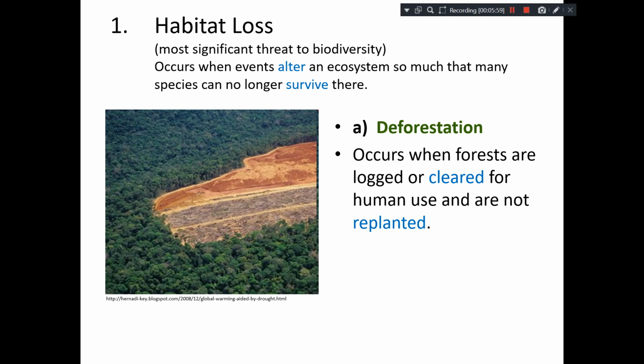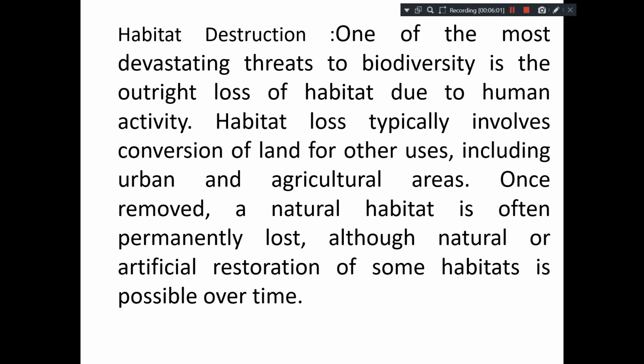Then it can be habitat destruction, even habitat loss in the end. But before that, there will be destruction, one of the most devastating stresses. Again, this habitat destruction is 99% of the time because of anthropogenic activity, that is human intervention, when you convert some land for other uses.